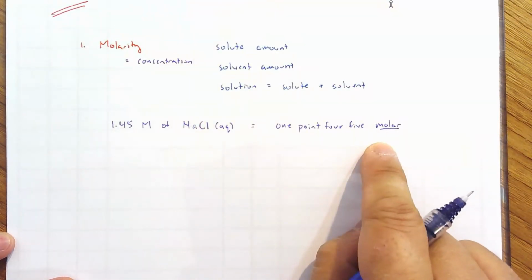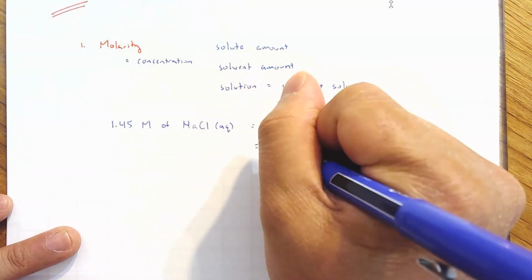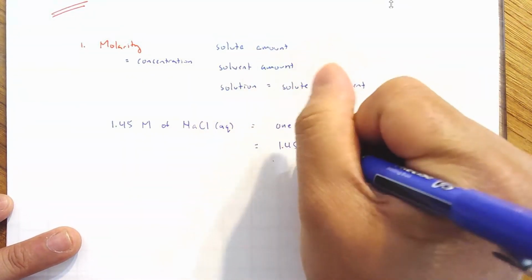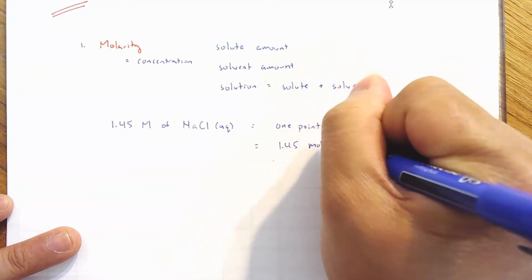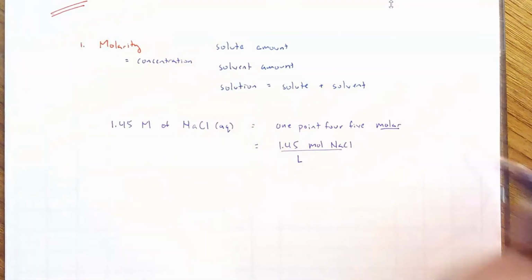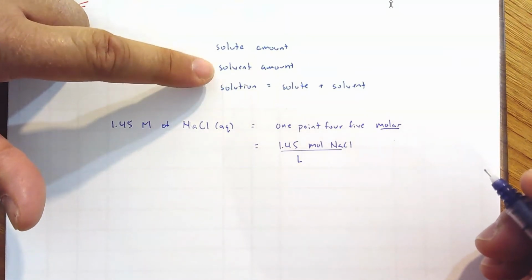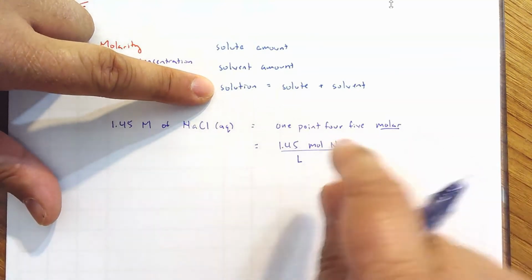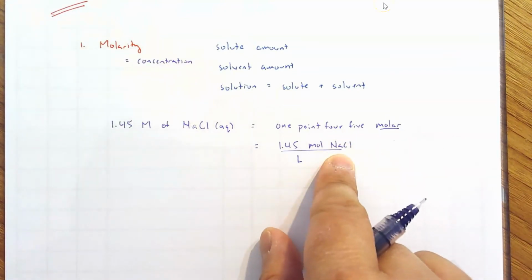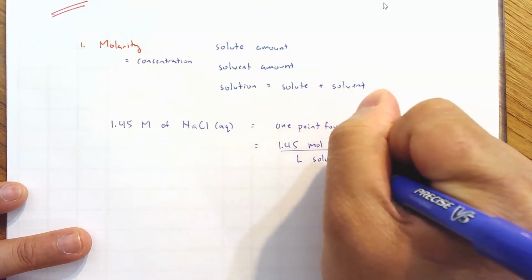That is a unit. So what is a molar? This is the same as 1.45 moles of NaCl per liter. So this is where you'll see the distinction. It's not liter of water, it's liter of solution, water plus the solid sodium chloride that got dissolved. That's very, very important.